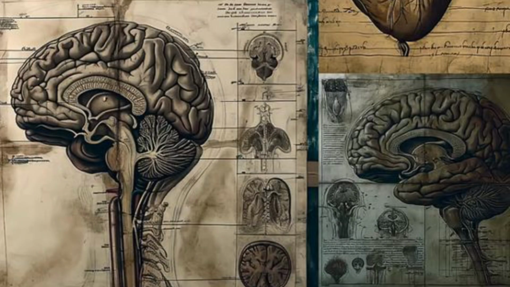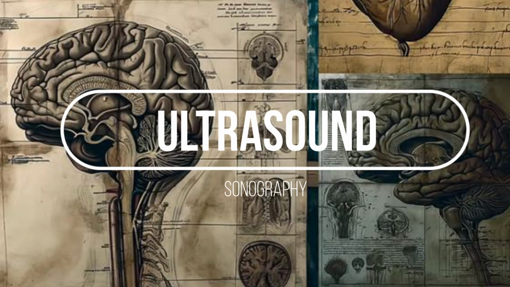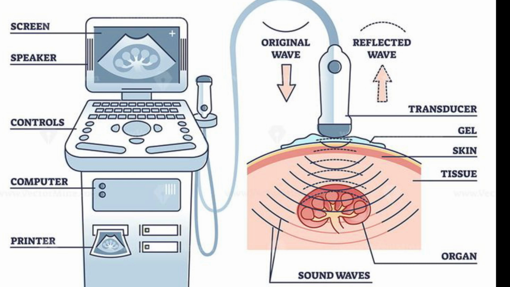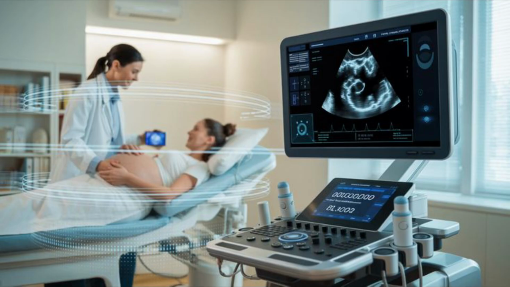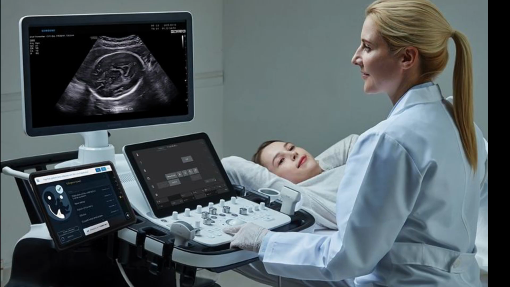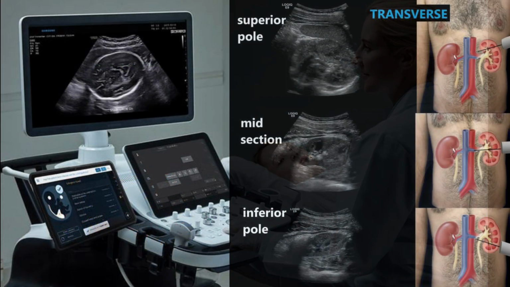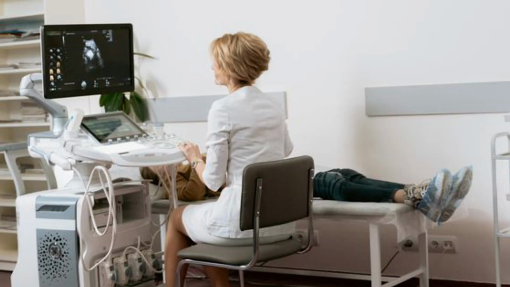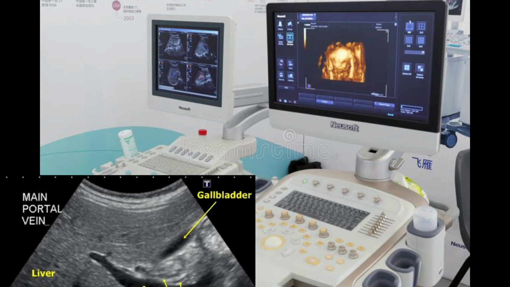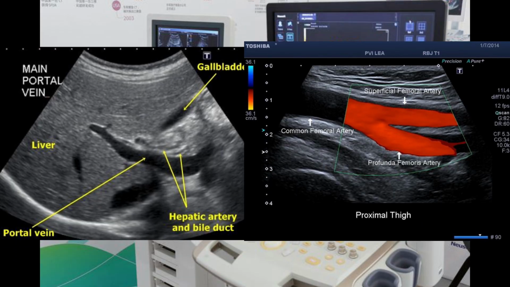The second modality is ultrasound, also called sonography. Ultrasound uses sound waves instead of radiation, so it is very safe and widely used during pregnancy to check the baby's growth. It is also used for abdomen, pelvis, thyroid, kidney, and soft tissue scans. An example is using Doppler ultrasound to check blood flow in veins and arteries.